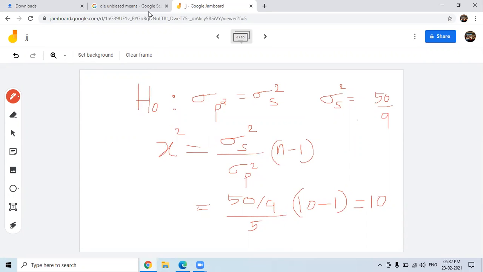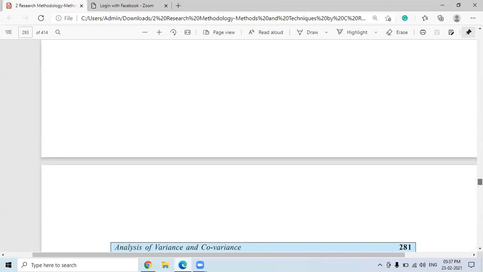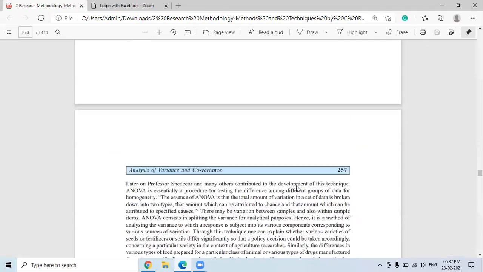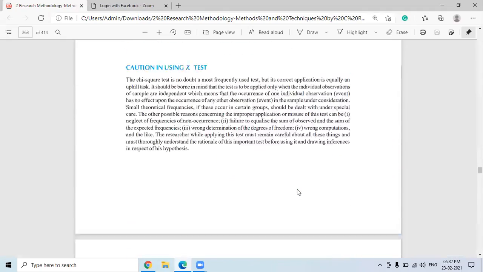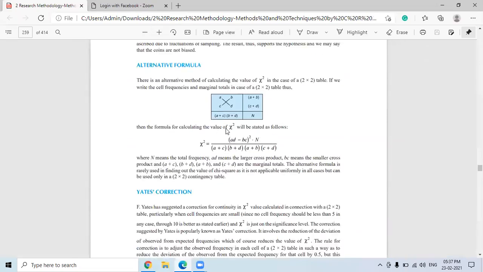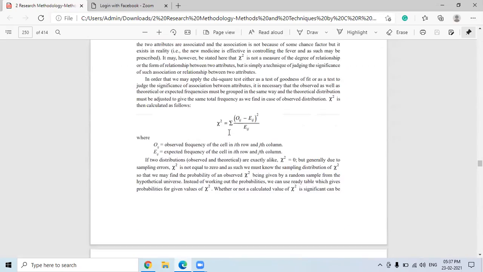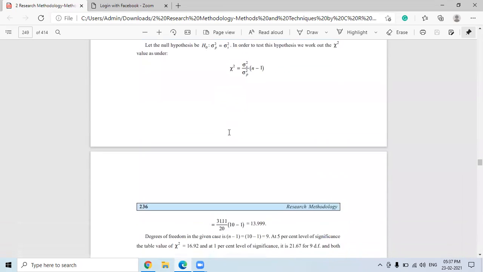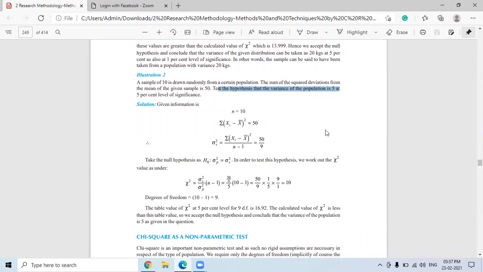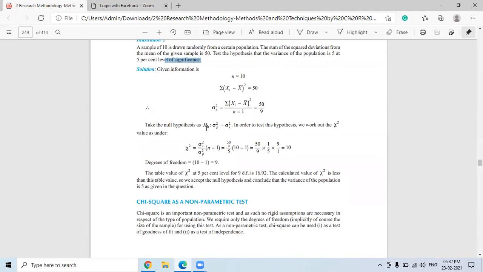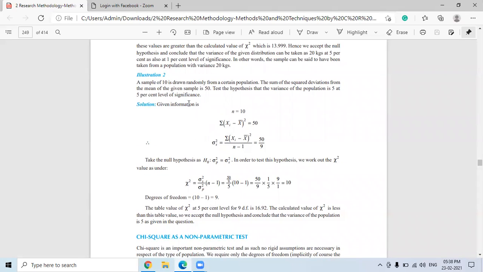What is the hypothesis? The variance of the population is 5 at a 5% level of significance. Here you can see the variance of the population is equal to the variance of the sample. We are accepting the hypothesis because the table value is greater than the calculated value. So we accept the null hypothesis and conclude that the variance of the population is 5 at a 5% level of significance.